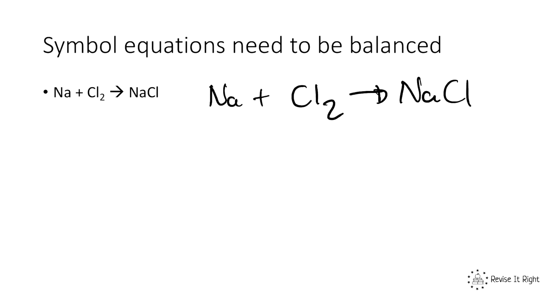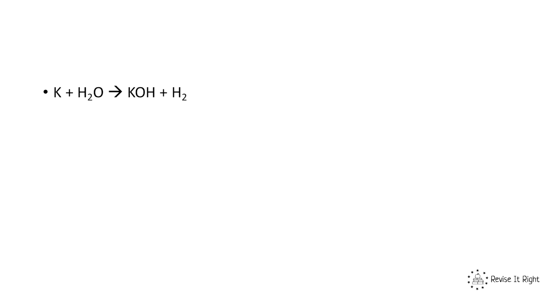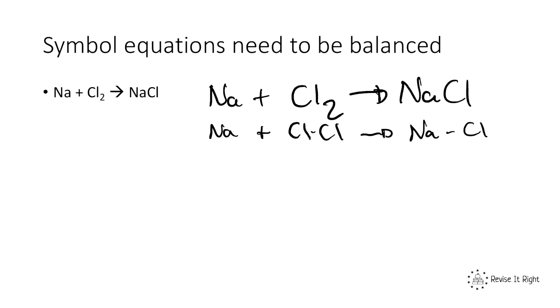The first thing we need to do is check whether it's balanced or not. To do that, we need to count up the atoms on both sides. So just underneath this equation, to make it easier for you, we're going to rewrite out the atoms. There's 1 sodium, because there's no number after sodium, so we're going to write that there. There's 2 chlorine, so we're going to write Cl, Cl, to show that there are 2 chlorines. And then on this side, we've got Na to show 1 sodium, and Cl to show 1 chlorine.